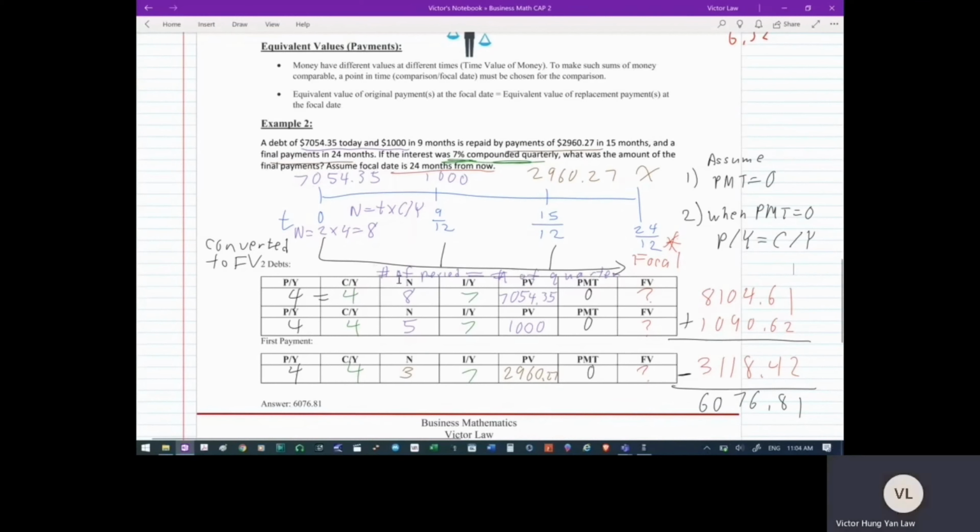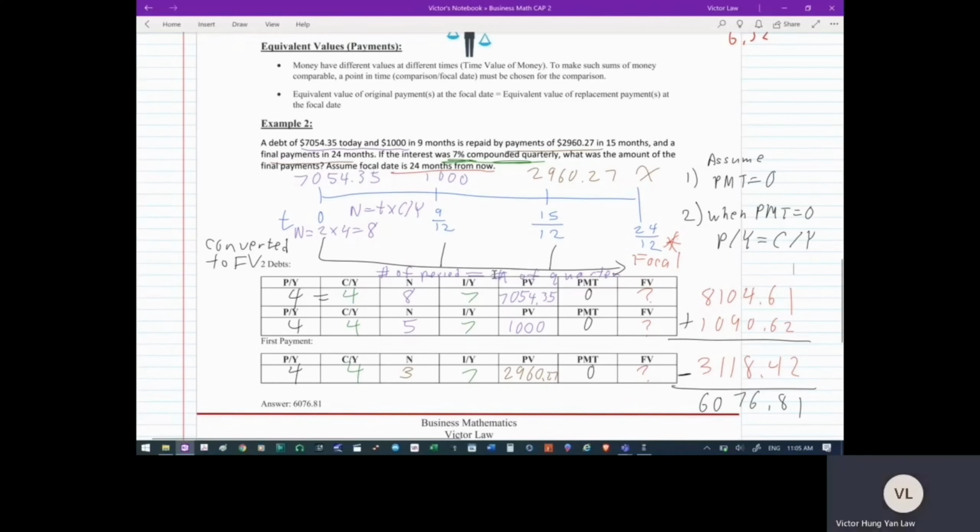Next we're going to calculate the N. N equals 8. The reason N equals 8 is because when we're converting the cash flow $7,054 to the focal date, the time between those 2 dates, from time 0 to 24 months from now, is 2 years. So our T is 2 years, and our CY is 4. Therefore 2 times 4 gives you 8. That makes sense because in 2 years, we have 8 quarters.